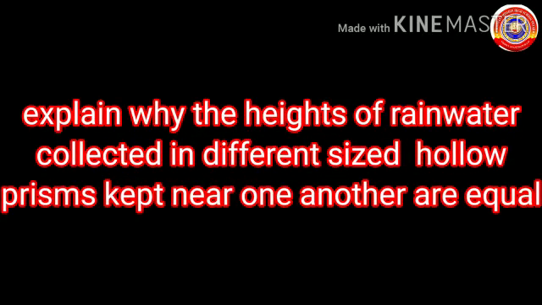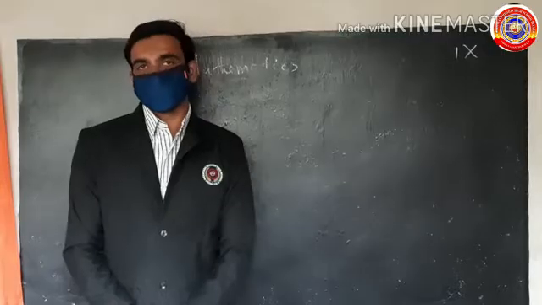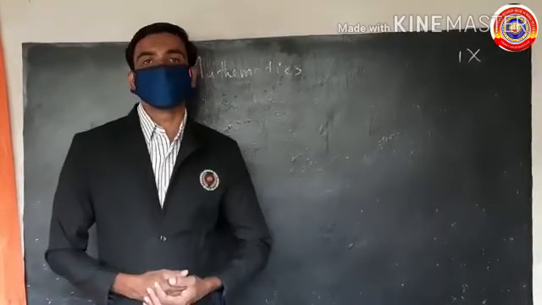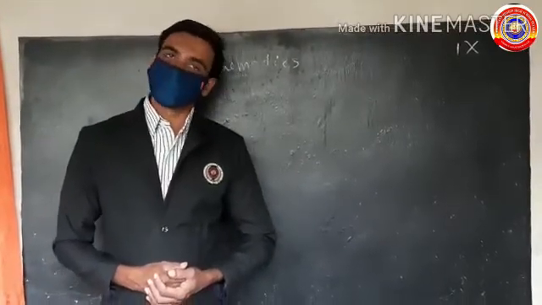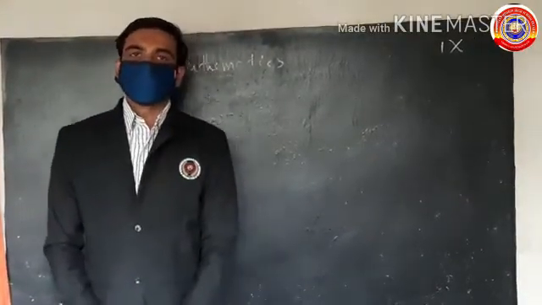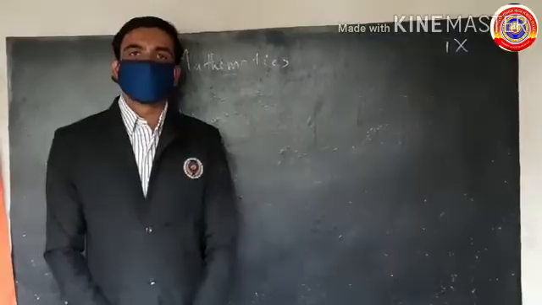Then consider the second sub-question. The question says, why are the heights of rainwater collected in different sized hollow prisms kept near one another equal? Since the volume of water falling in each square meter is equal, the height of water collected in different sized hollow prisms kept near one another are also equal.